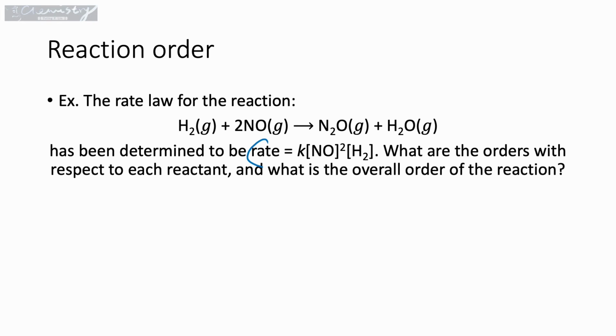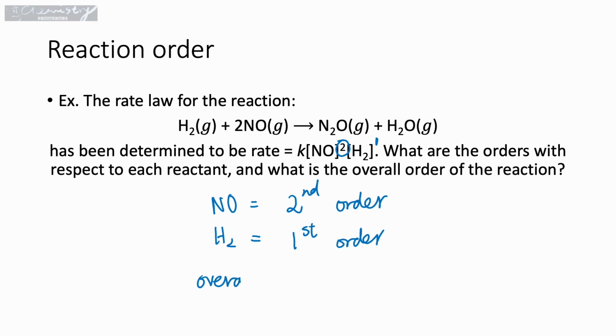So again, this rate is equal to k, which is our rate constant, times the concentration of NO to the power of 2. That means that the rate order with respect to NO is going to be 2. So NO is second order. For H2, it is first order because even if it's omitted, it is to the power of 1. So the overall is going to be 2 plus 1, and that is 3. So it's an overall third order reaction. And again, these numbers came from the powers in the rate law.